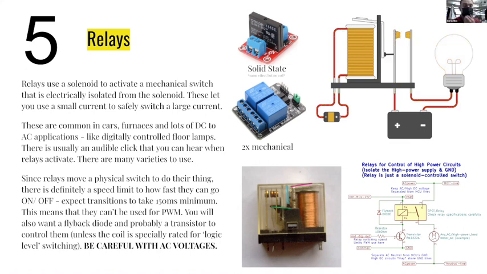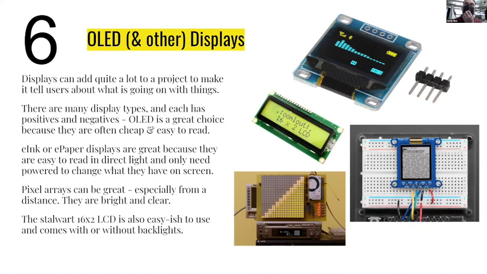And then the last one of our 6 major outputs are OLEDs. OLEDs are fascinating. And then there's all sorts of other displays: LCDs, e-ink, pixel matrix things. There's tons of different options. I've played with every one of these 4 that are depicted: 16x2 LCDs and OLEDs and e-ink and pixels.